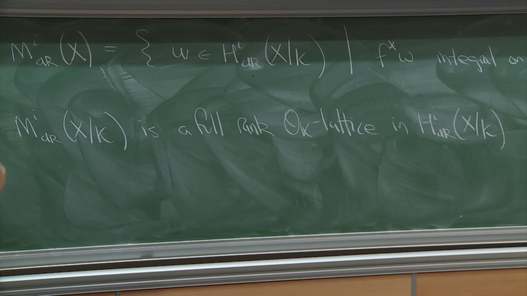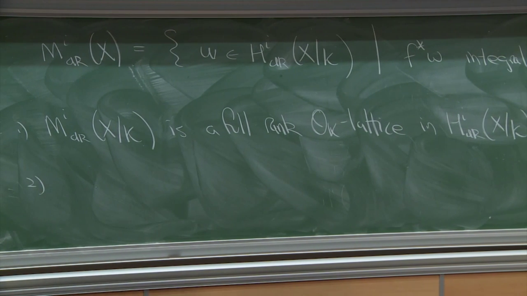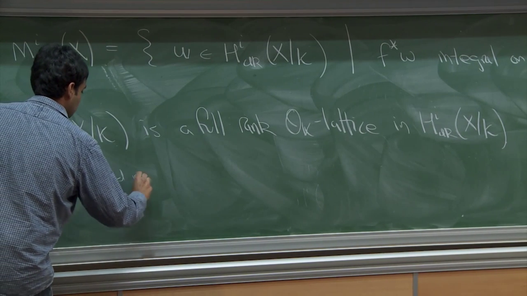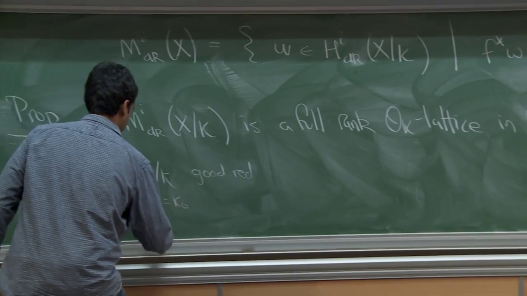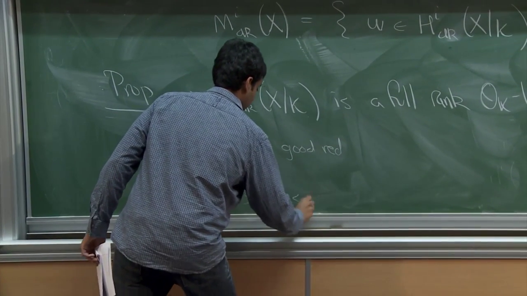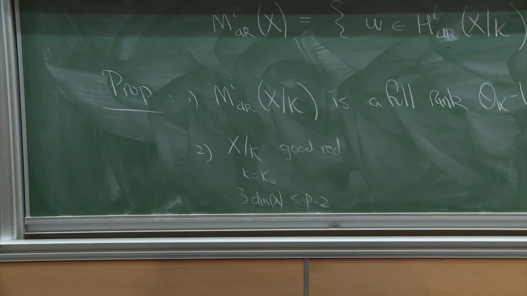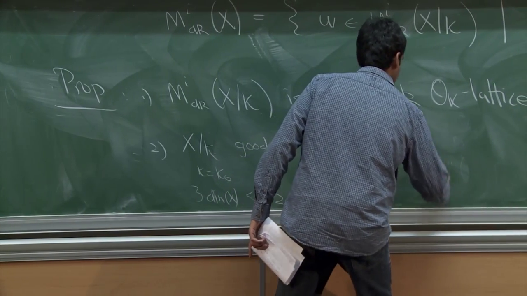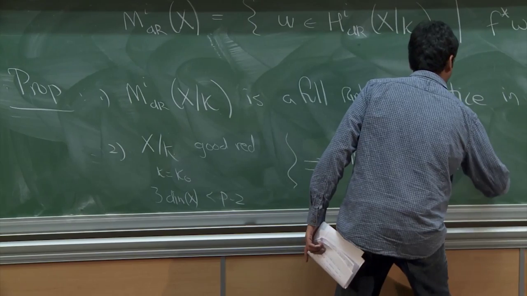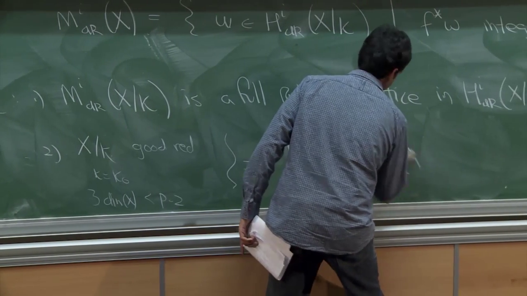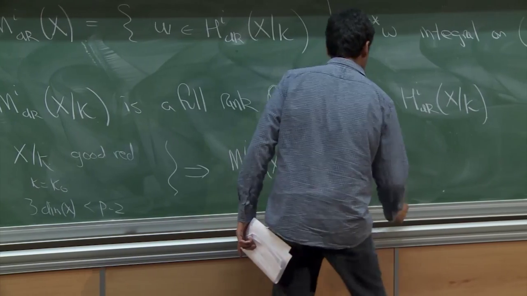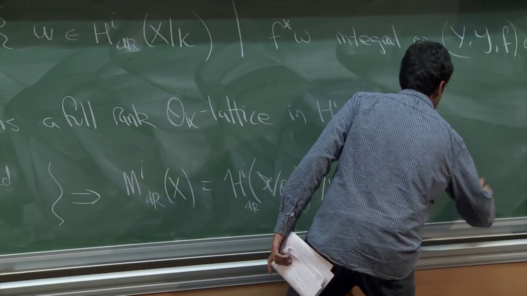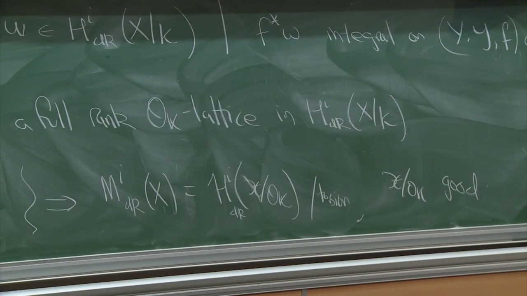And maybe I say this is one, and two, it's the analog of what I had in the previous construction. So if x over k has good reduction, k is equal to k0, and here I need the dimension of x to be small, which comes out of the proof, then this is equal to the lattice coming from a model, modulo torsion. So in other words, if you do this globally, then you actually do get a lattice.